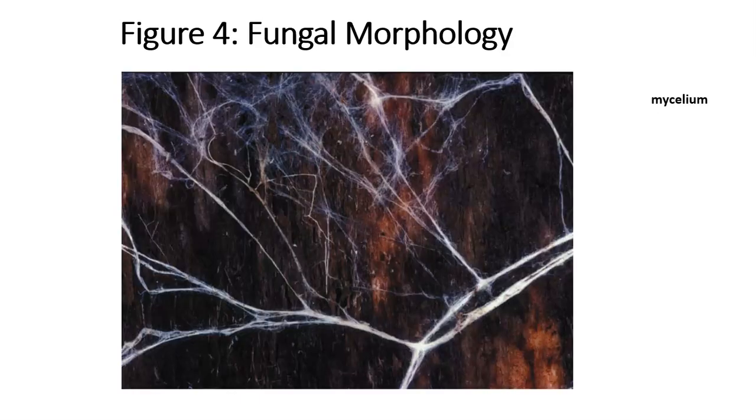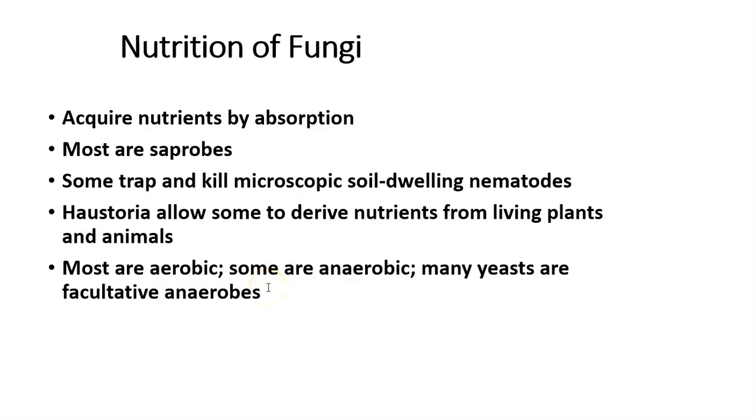This is an example of how they can spread out and form these mycelia. It almost looks like a spider web, but they form these little hairs, and this allows them to bring nutrients in. So fungi feed by absorption. Okay, most of them are going to decompose. Some of them can actually trap and kill small worms. They're pretty good at that.